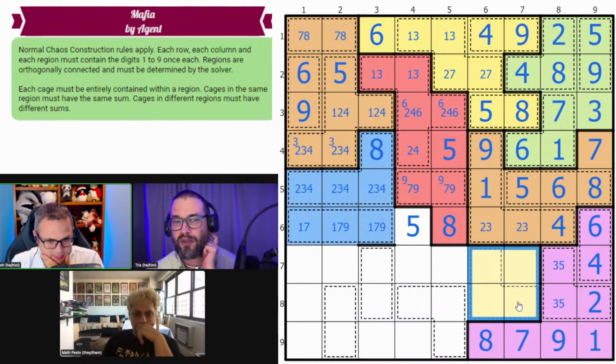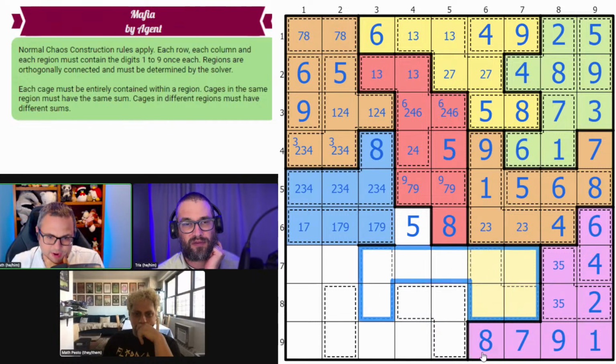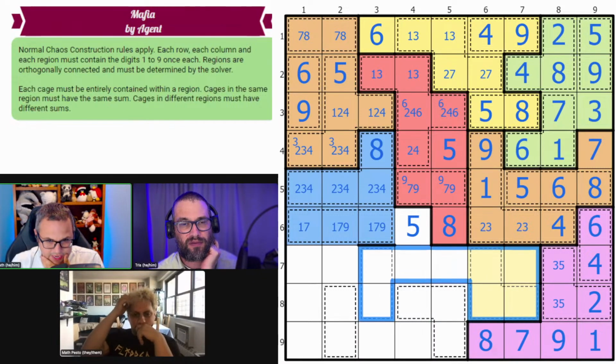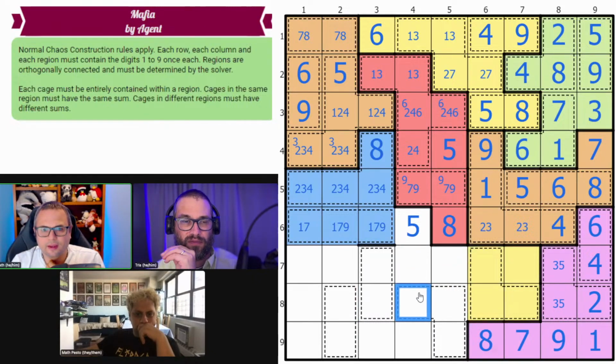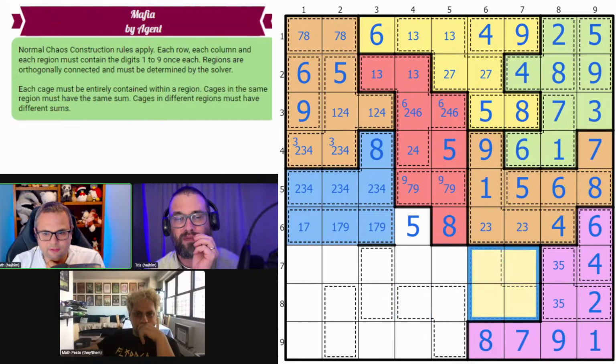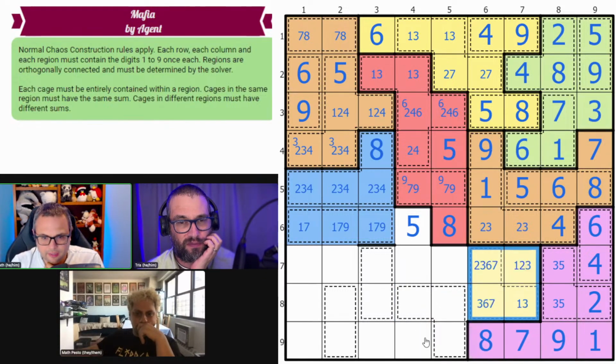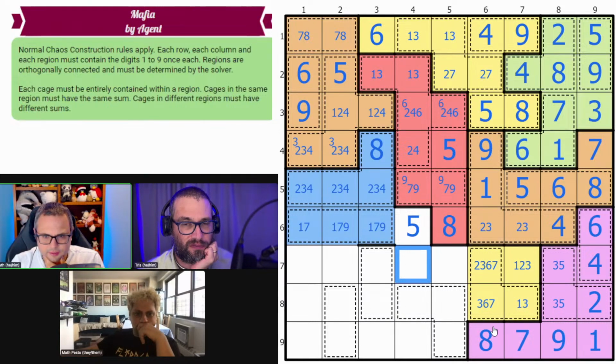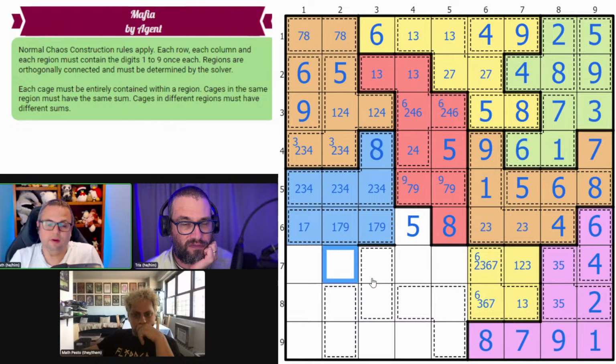Okay, so if yellow doesn't take this 3-cell cage, then yellow ends up getting corralled into taking this 2-cell cage, which is maybe okay. I don't love it. Let's see. I'm going to just pencil mark these real quick. Yeah, so there's definitely a 1 there. And there's definitely a 6 in these cells for whatever it's worth.